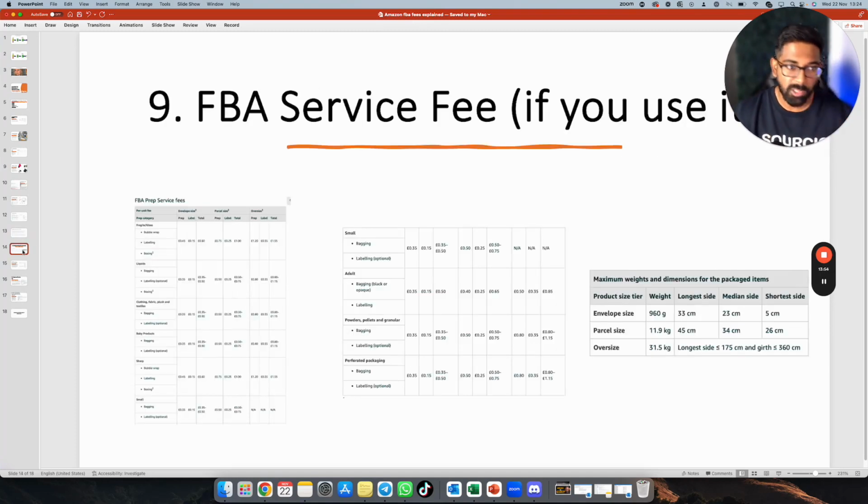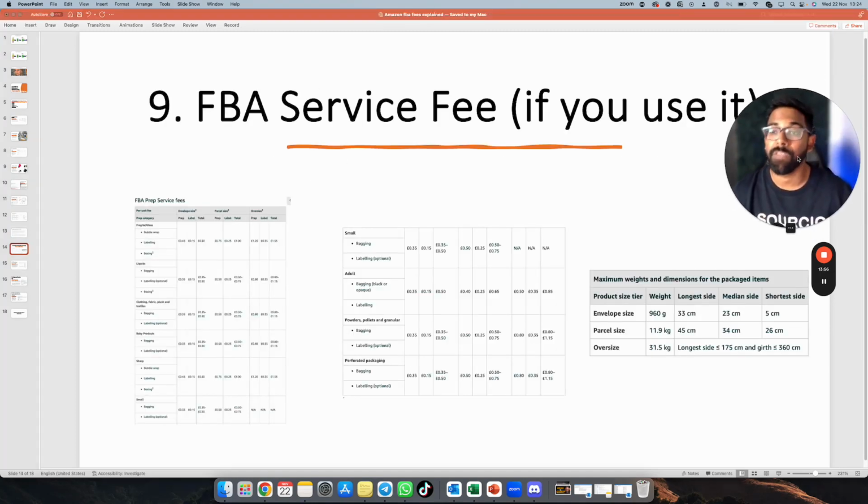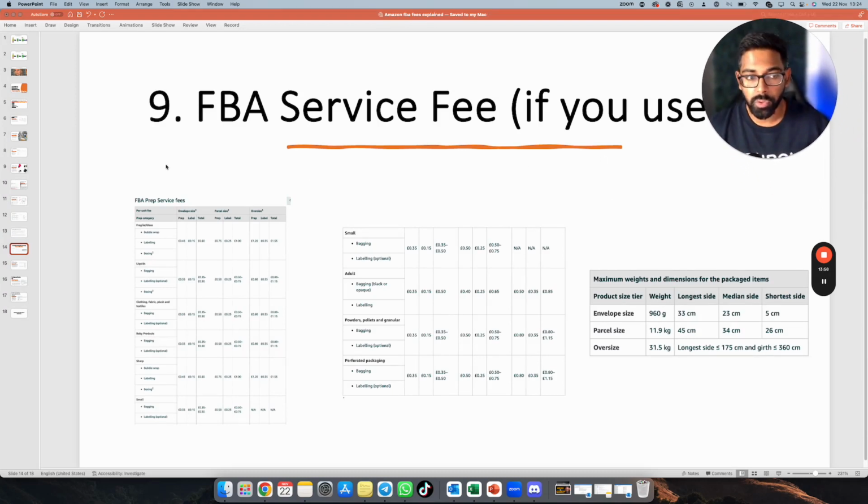Next one is the FBA service fees, if you use it. You could go ahead and not prep your product yourself, and you can send it to Amazon and ask Amazon to label it for you and prep it for you, because some products might need bubble wrapping, some might need poly bagging, and some might need some other type of prep. So this is the charge for each if you use the service. If you just do a prep category of, let's say, envelope size, parcel size, or oversize, this is how much it will cost you.